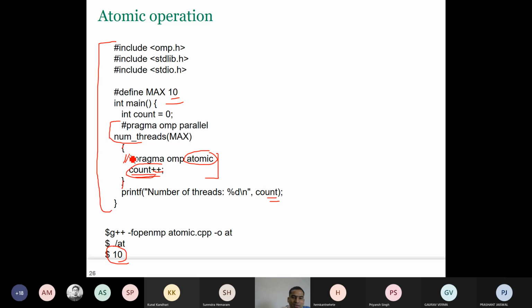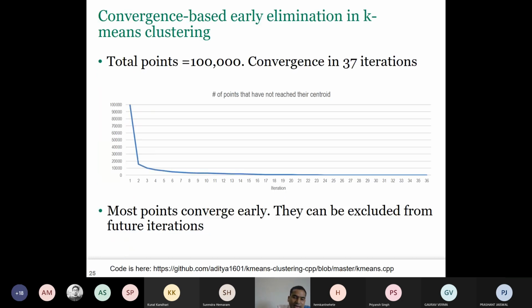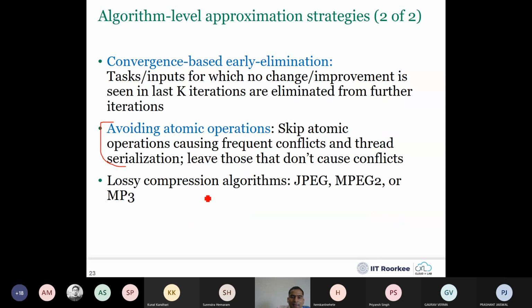So that's what will happen here. You can see that although there are 10 threads running, only one thread can go inside this command at a time. That is called serialization. Although 10 threads are running, only one thread can go at a time, so that leads to thread serialization. That's what we had said: atomic operations cause conflicts and cause thread serialization.